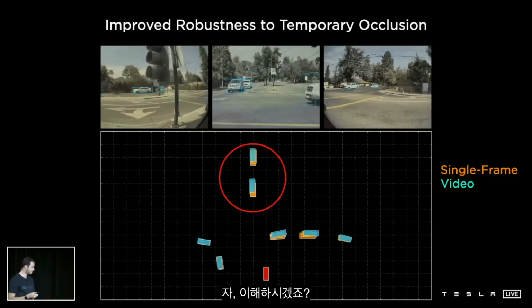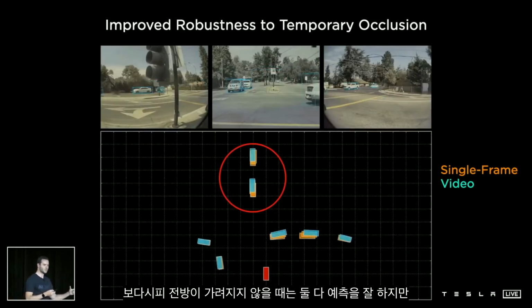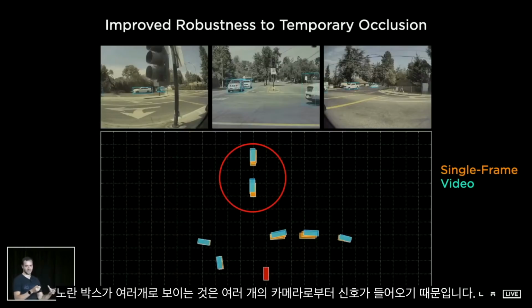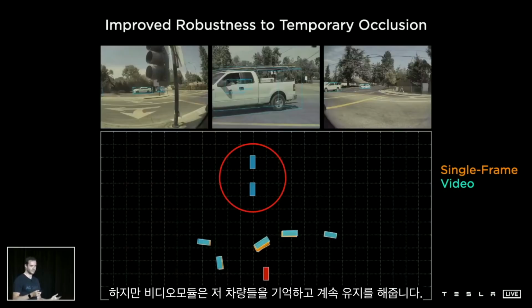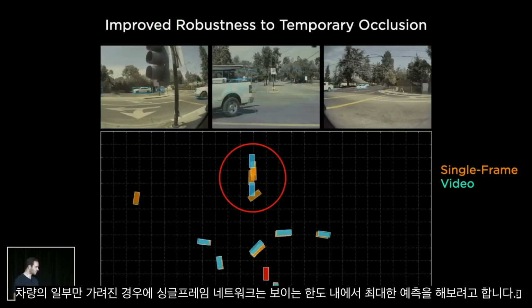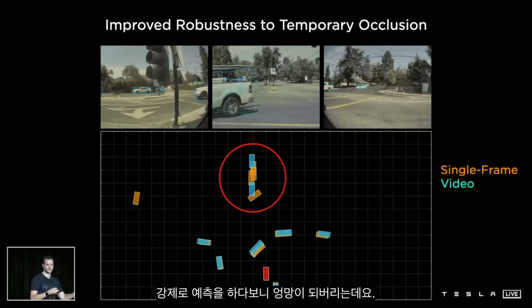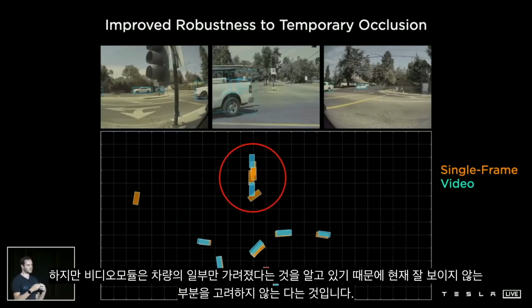So a quick playthrough of what's happening. When both of them are in view, the predictions are roughly equivalent. And you are seeing multiple orange boxes because they're coming from different cameras. When they are occluded, the single frame networks drop the detection, but the video module remembers it, and we can persist the cars. When they are only partially occluded, the single frame network is forced to make its best guess about what it's seeing, and it makes a really terrible prediction. But the video module knows that there's only a partial view, that this is not a very easily visible part right now, and doesn't actually take that into account.